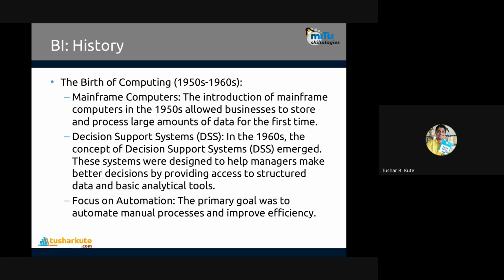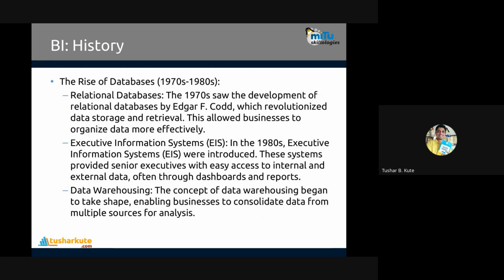Automation means the computers were used for automation. This is what we call the third generation of industry, Industry 3.0, where the focus was on automation. The primary goal was to automate manual processes and improve the efficiency of the respective processes with the help of computer systems. Okay.